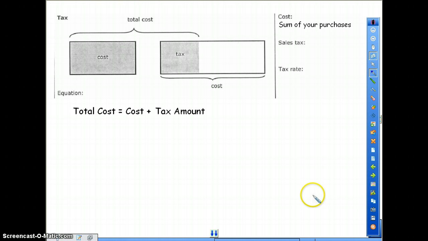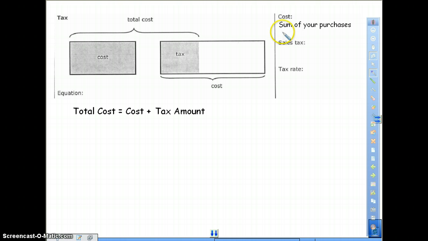Okay, tax. Here's my total cost of my item. Tax is a part of the cost. So to get your total cost, you take your cost of whatever it is you're purchasing plus your tax, and that equals total cost. So the equation: total cost equals the cost plus your tax amount.